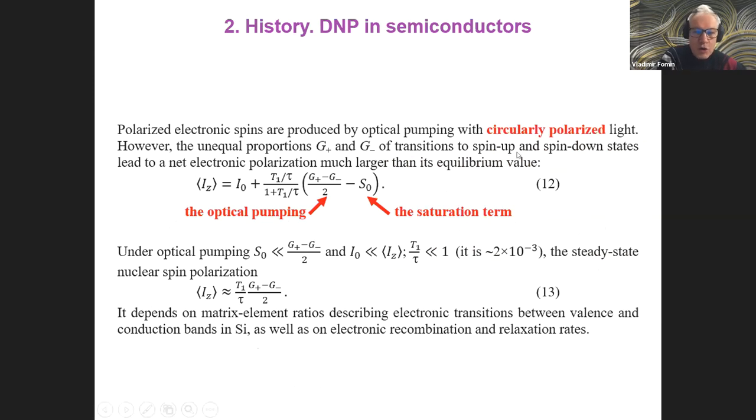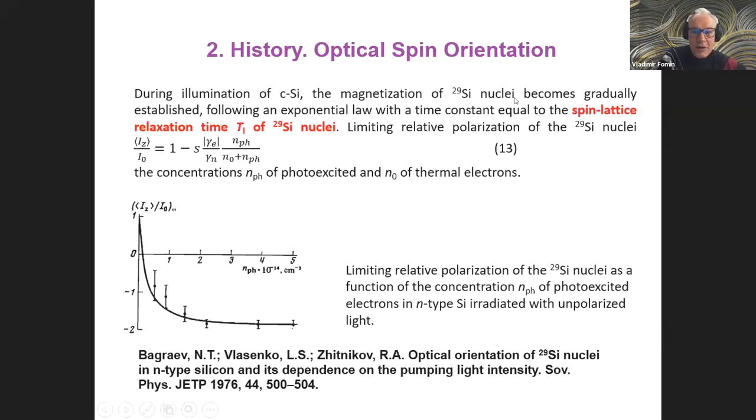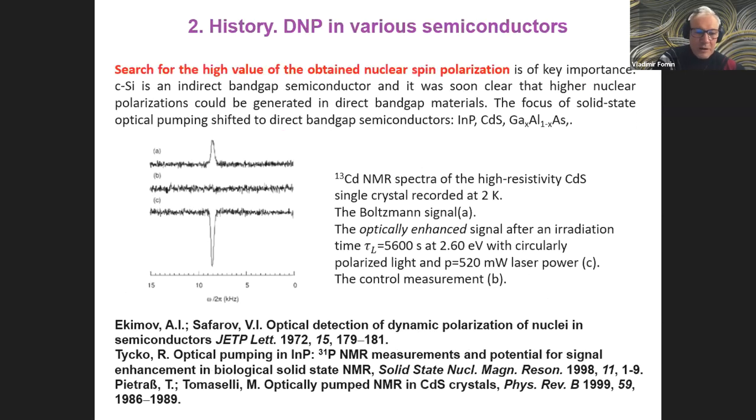efforts, which were related also to pumping with circularly polarized light, which gives this enhancement due to the optical pumping rather than prevalence over the saturation term. It can also be related to the fact that during illumination of crystal silicon, the limiting polarization of these nuclei turns out to depend on the concentration of photo-excited excitons and electrons. If there are photo-excited electrons, they produce additional enhancement of this effect of dynamical nuclear polarization.